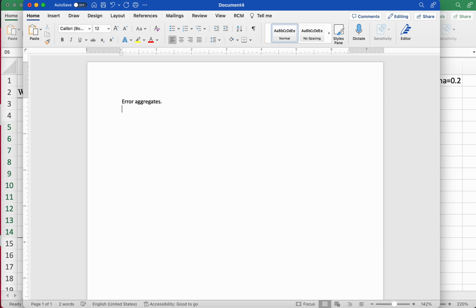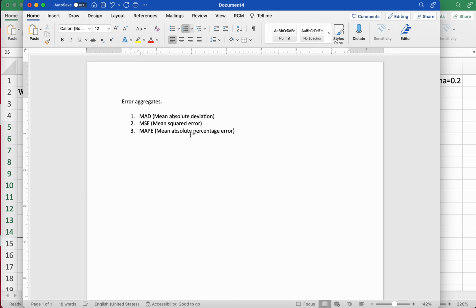So there are three major error aggregates that we talk about. The first one is called MAD. This is mean absolute deviation. So deviation is just another name for error. The second method is called the MSE method. So MSE is mean squared error. And the third one is the MAPE, which is the mean absolute percentage error. Right? So mean absolute deviation or mean absolute error, mean squared error, and mean absolute percentage error.